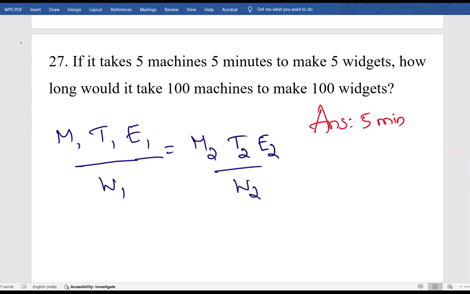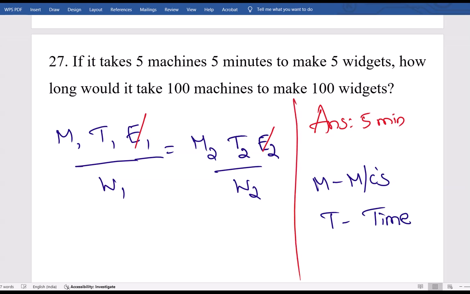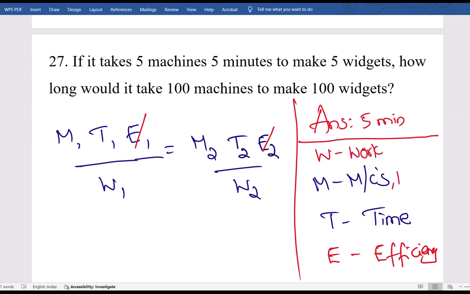What is this? M is nothing but how many members or machines. P is nothing but time. E stands for efficiency. Machines only, efficiency will be same, so E can be cancelled. When will efficiency come into picture? Suppose they give related to man, they ask related to woman. Man's capacity, woman's capacity different. Here machines' capacity is same, E can be cancelled. W is nothing but work. M is nothing but members, machines.